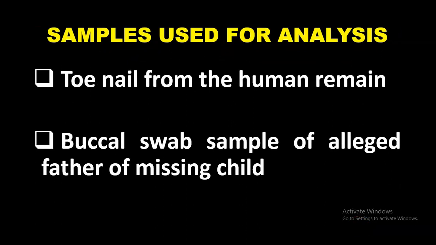So samples that were submitted to the forensic laboratory for analysis. The first sample is a toenail from the human remain. So they took toenail during autopsy or pathological analysis. The police also took buccal swab sample from the alleged father of the missing child. So these two samples were submitted for analysis.